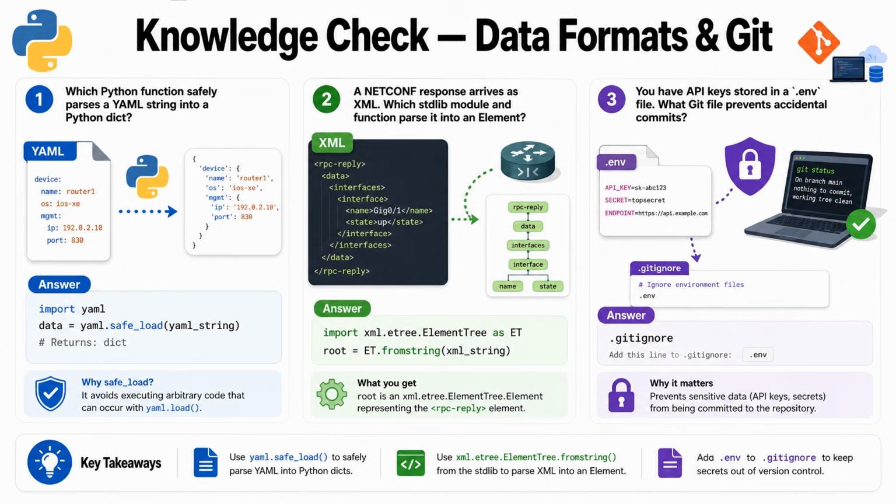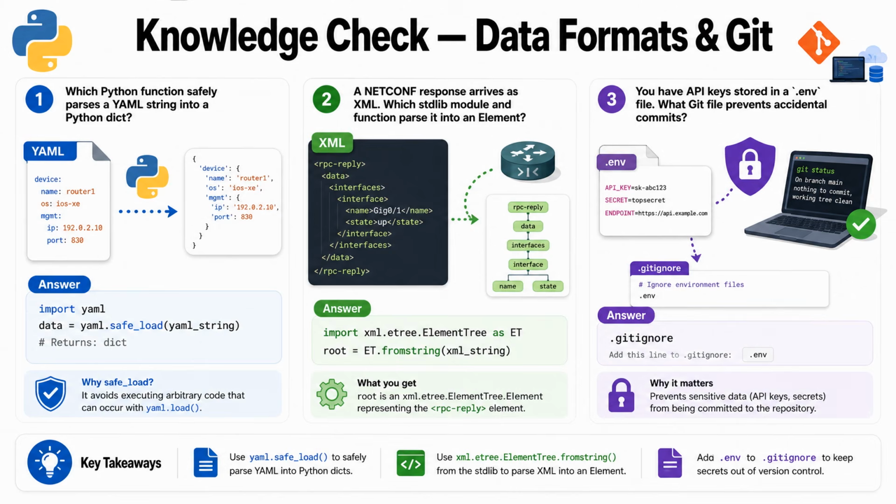(xml_string). That returns an element object representing the document root, which you then navigate with .find to get the first matching child element, .findall to get a list of all matching children, .text to access text content, and .get to access attribute values.